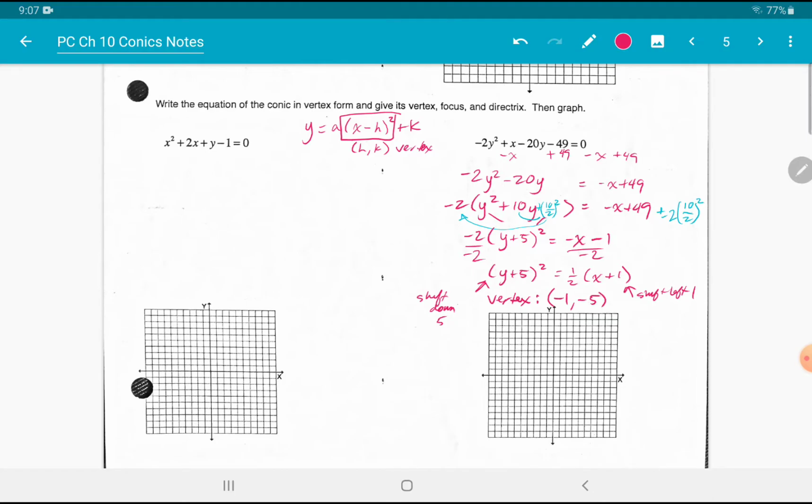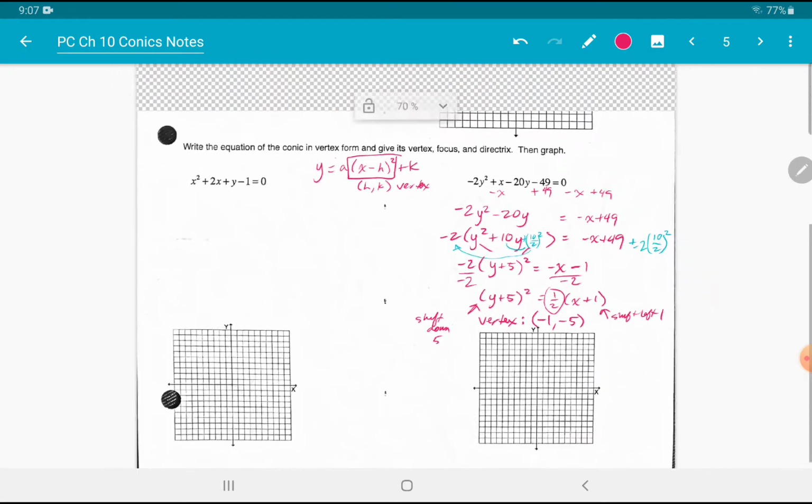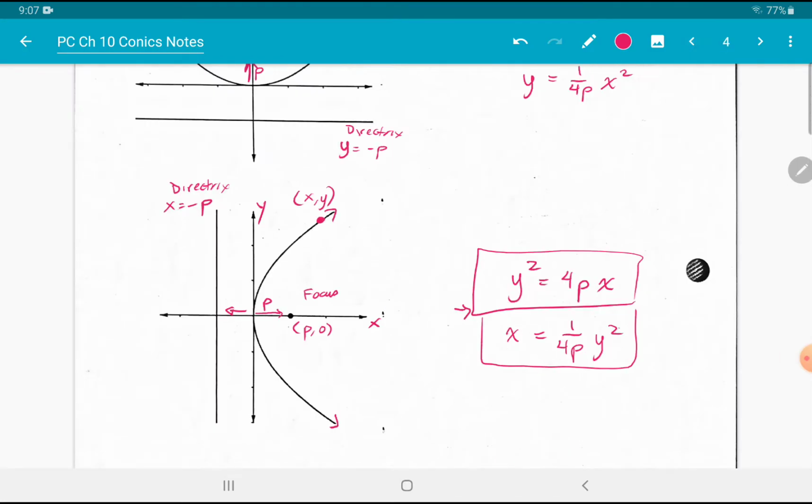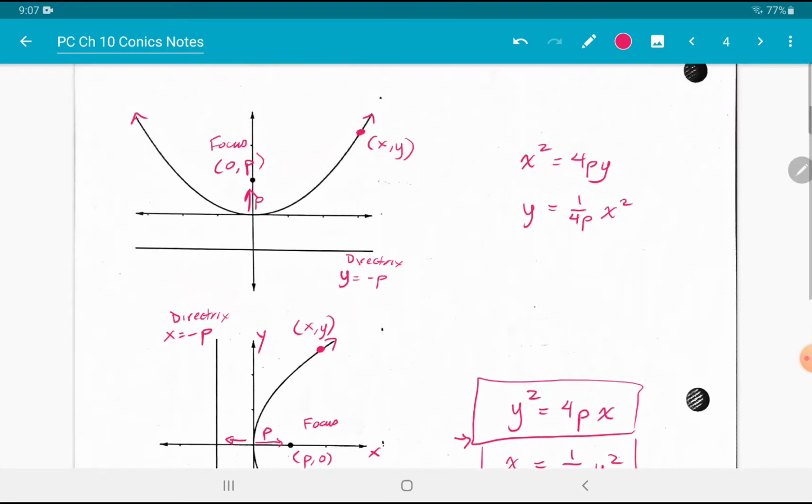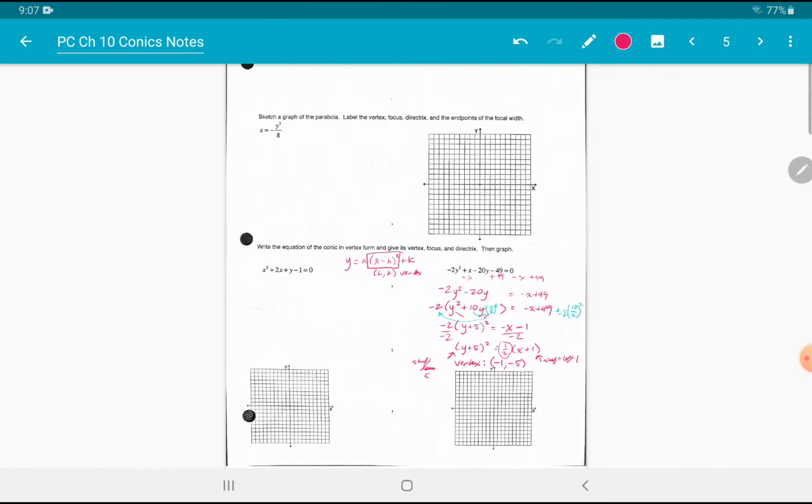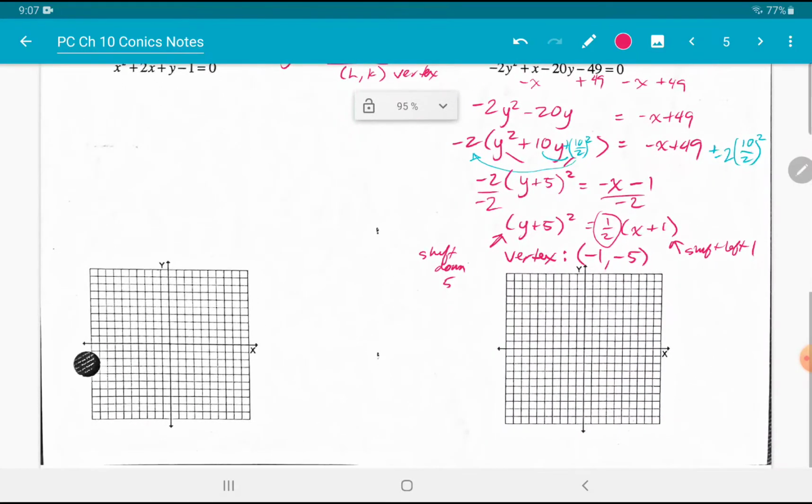And then lastly, recall how that 1/2 acts very similarly. It is in the same place as the 1 over 4p. So now we actually need to figure out what that 1 over 4p is. Okay, so if 1/2 is the same as, let me rephrase that actually.